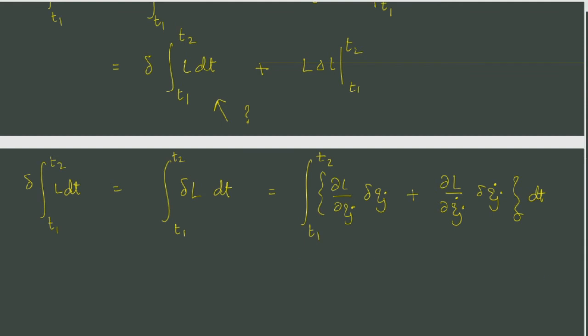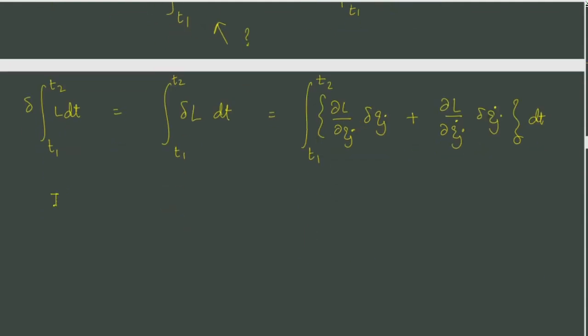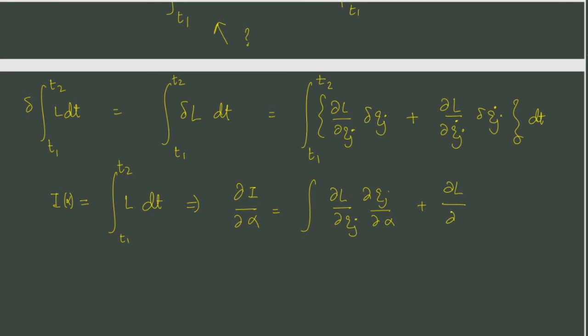You would say, I mean, we did not do anything of that kind. What we did is we had an integral I, which is a function of alpha, and we had L, which is evaluated over Q. Q's are functions of alpha, and we had this integral. And from there, what we were trying to do is we calculated this and we pushed alpha in, and we got something like del L del Qj del Qj del alpha plus del L del Qj dot del Qj dot del alpha. We got something like this.